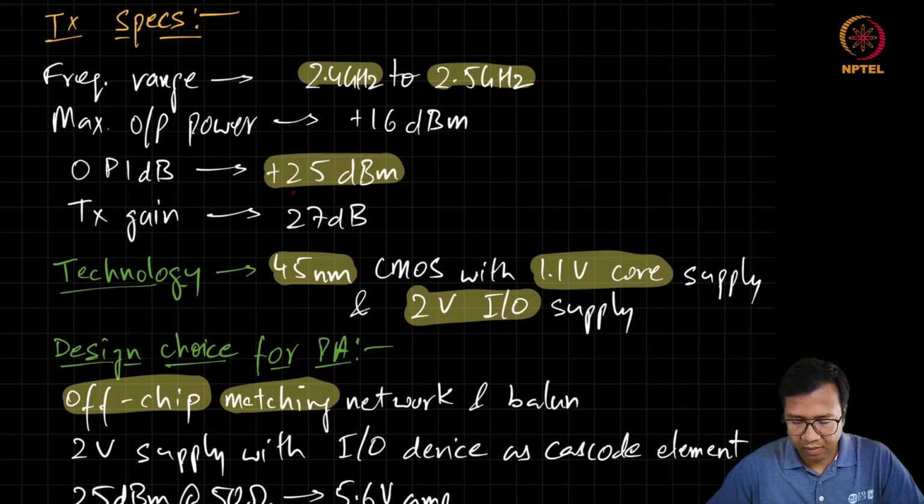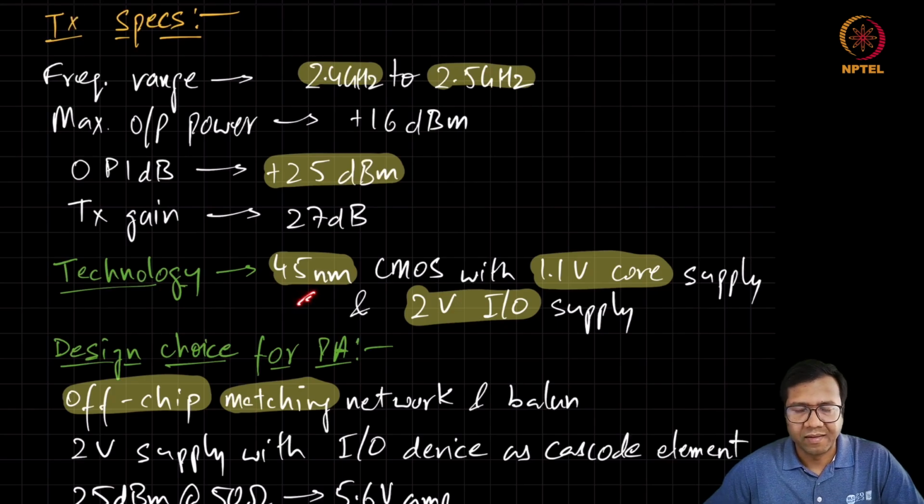So we are assuming that the transmitter should have an output referred 1 dB compression point to be at least 25 dBm, so that for the maximum output power, we will be operating at a 9 dB backoff from the 1 dB compression point. We also derived that a transmitter gain of 27 dB will be sufficient to take the signal from the DAC and finally drive the antenna load.